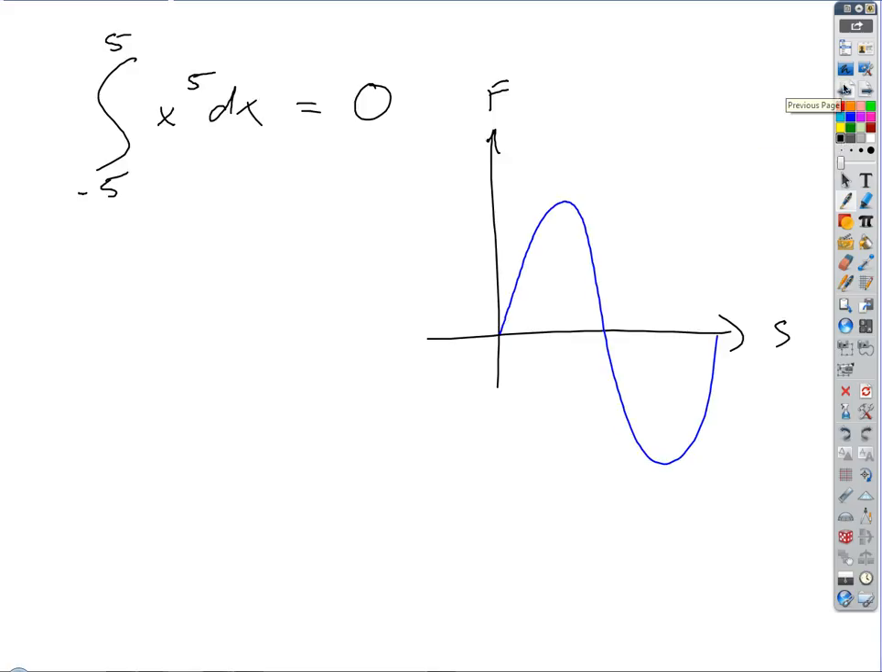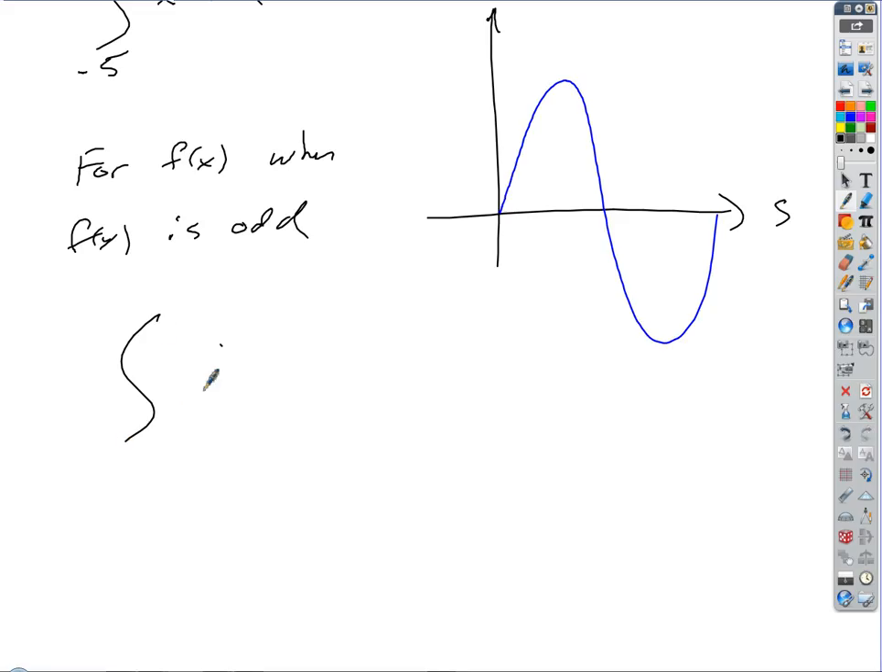So we could summarize that last one real quick. In general, we could say for f of x, when f of x is odd, it's an odd function, then this is true: the integral of f of x dx from negative a to positive a is what? Zero. Okay, you get that?